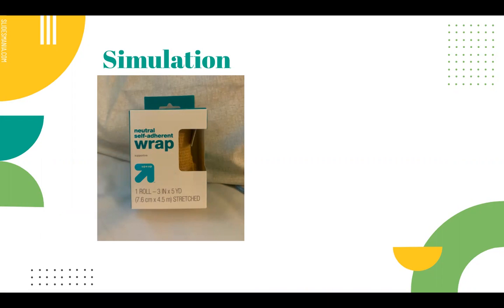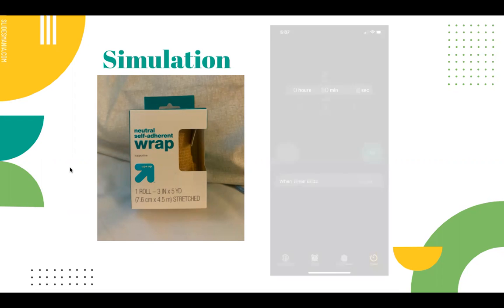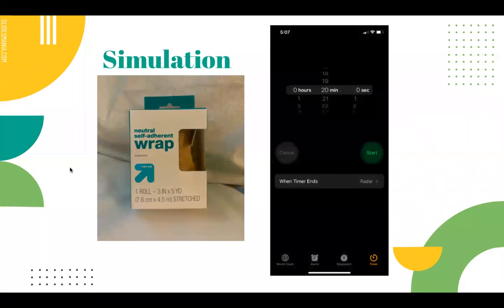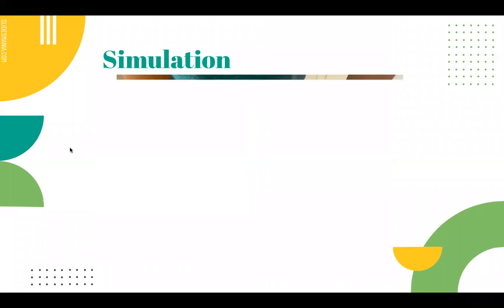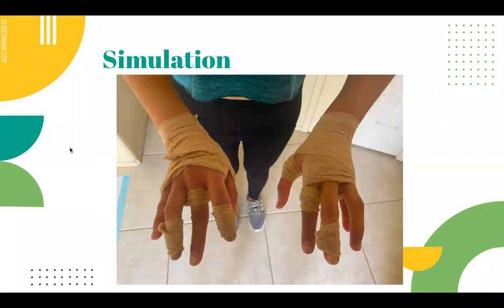To simulate the pain of osteoarthritis, I had a timer that went off every 20 minutes. This was a signal that I had to take a break from whatever I was doing to rest from pain. I wanted to somehow see how frequent it is for individuals with osteoarthritis to take these breaks and acknowledge any pain that they may feel throughout each day. Here's an image of how my hands looked during the simulation. As you can see, the elastic wrap reflected swelling, stiffness, joint deformity, and also Heberden's nodes in my distal interphalangeal joints.